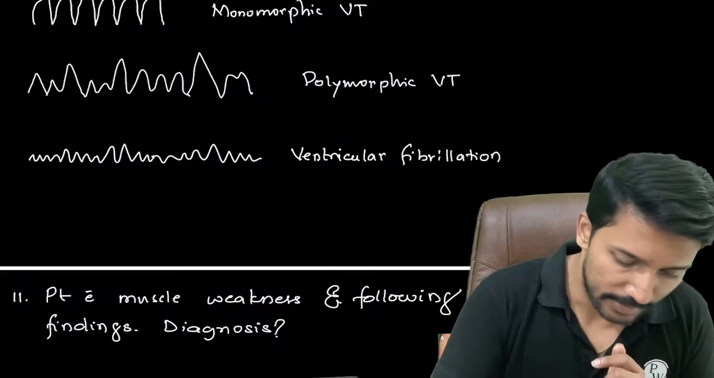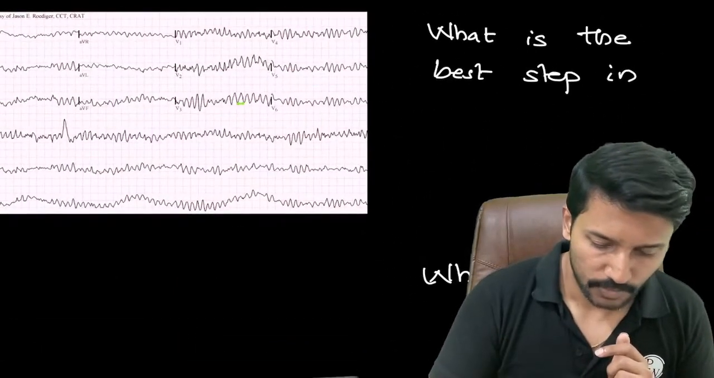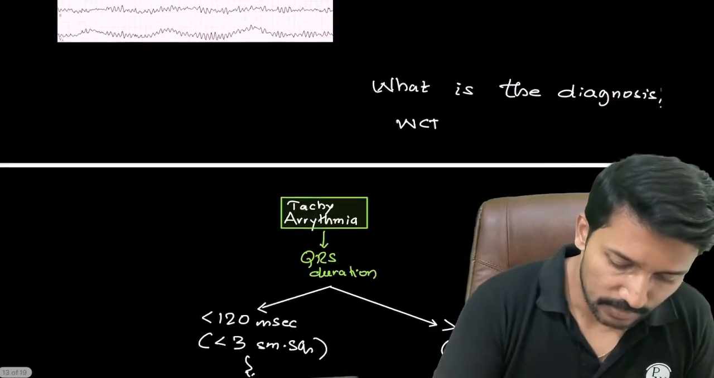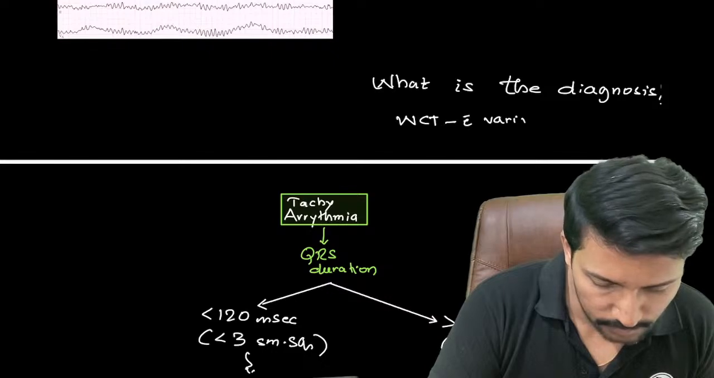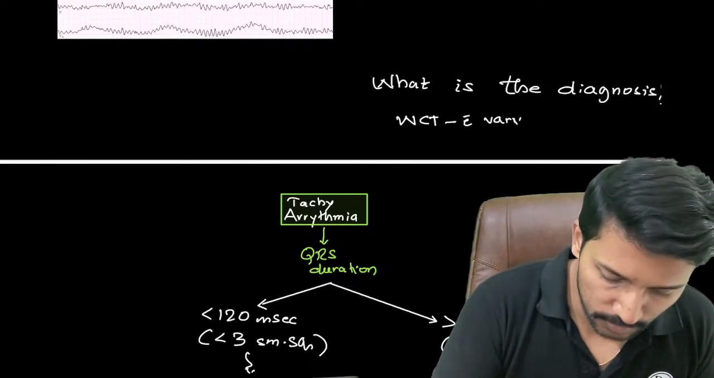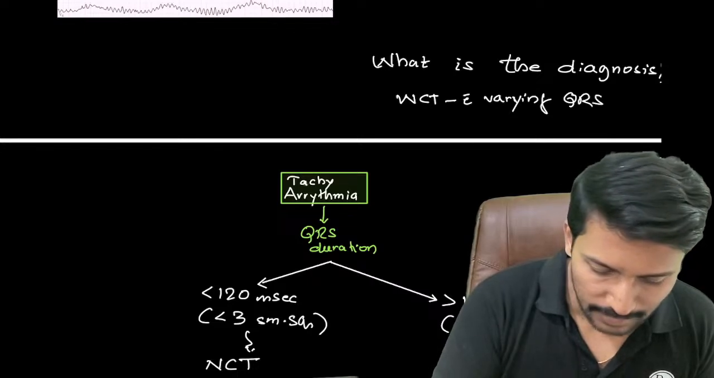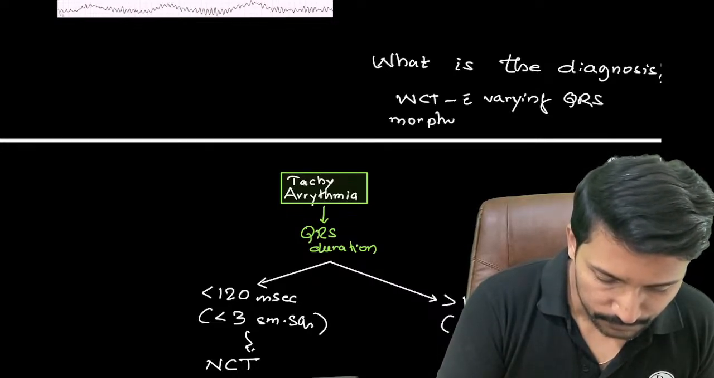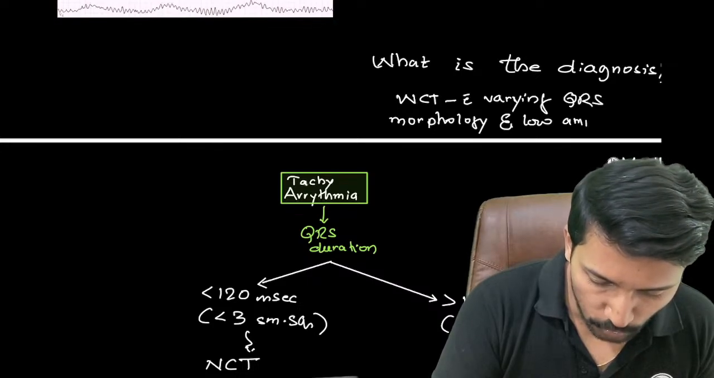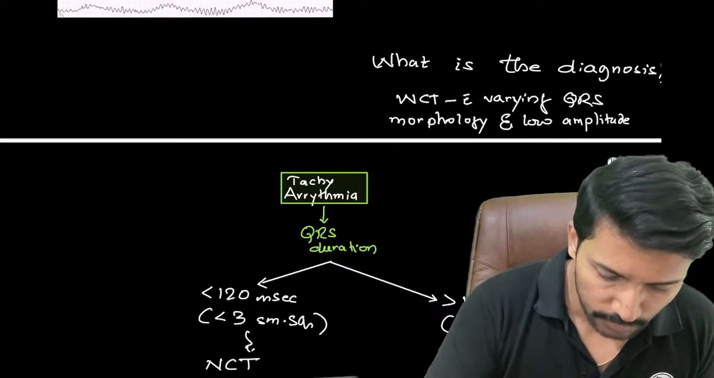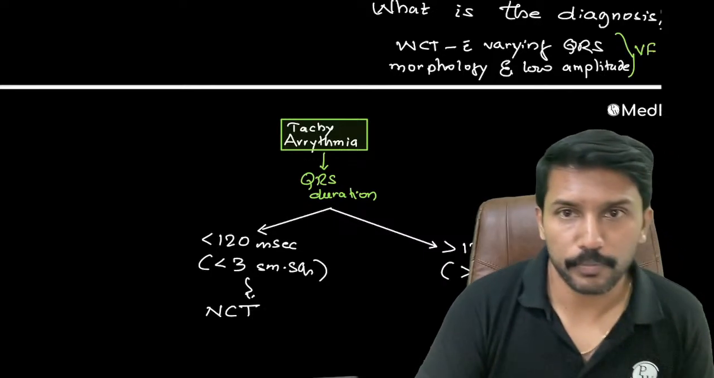So in the image we have ventricular fibrillation. It is a wide complex tachycardia with varying QRS morphology and low amplitude. So all of this points towards ventricular fibrillation as the diagnosis. So the diagnosis here is ventricular fibrillation.